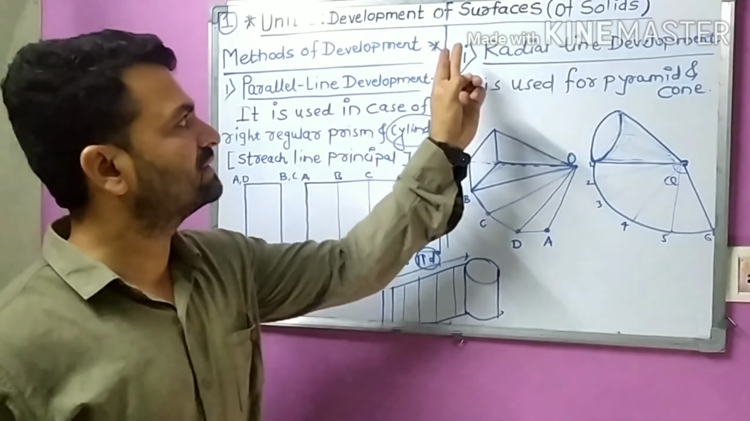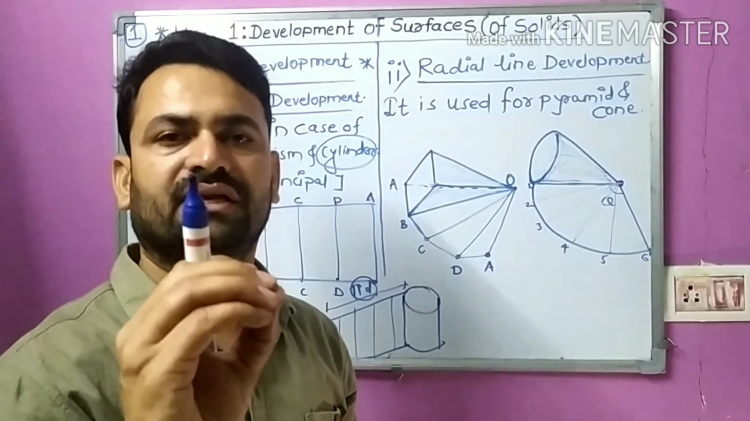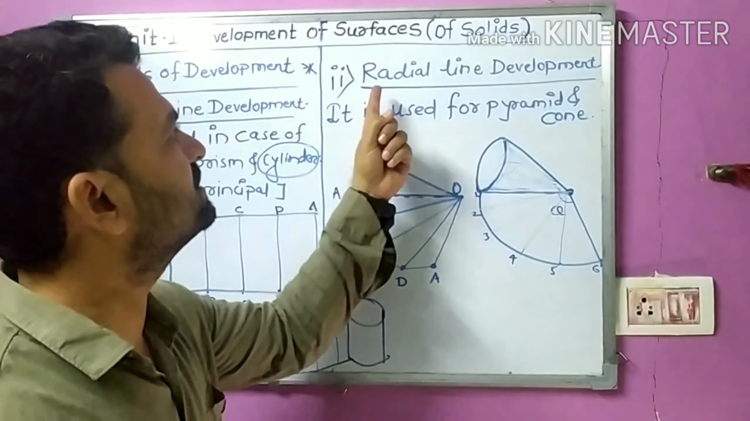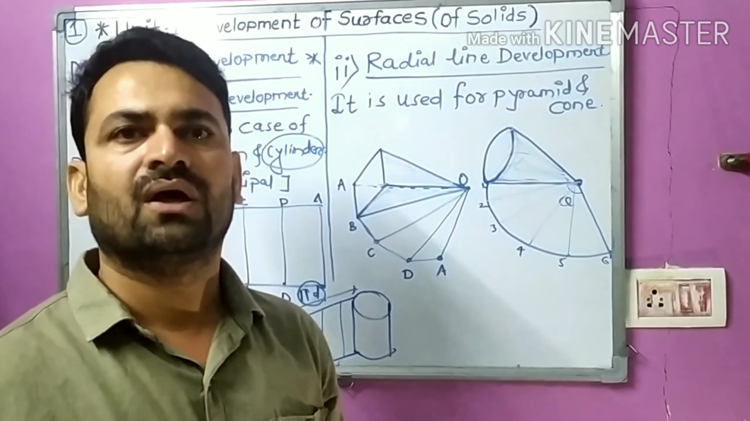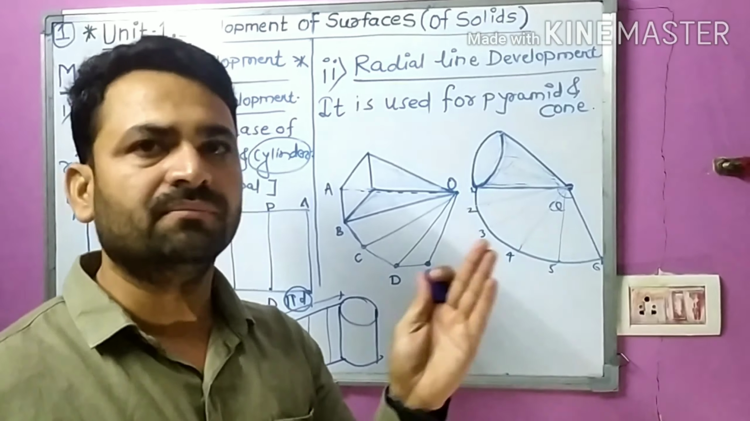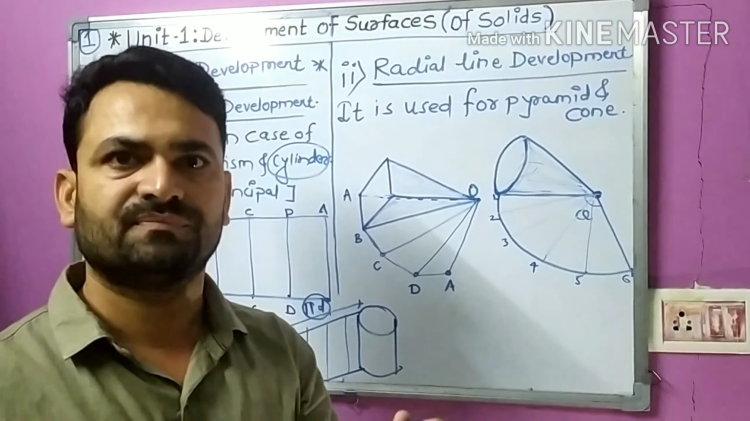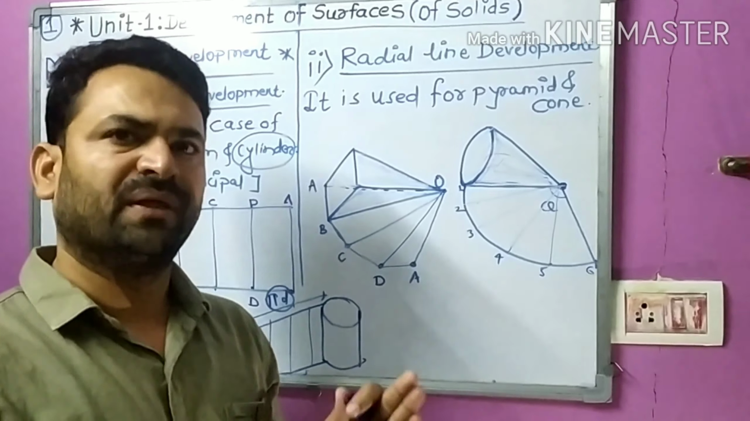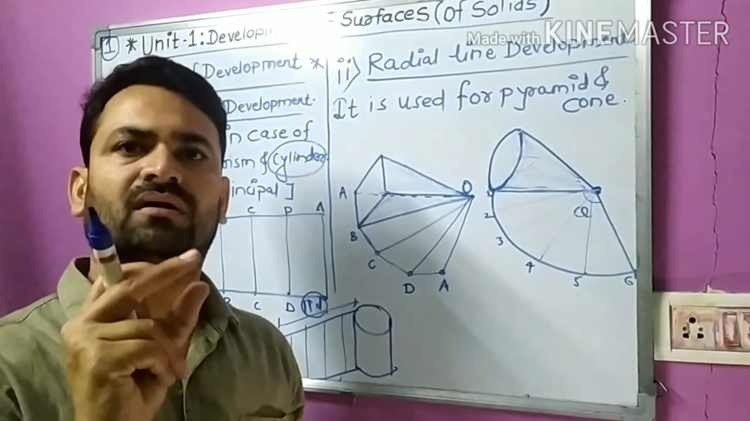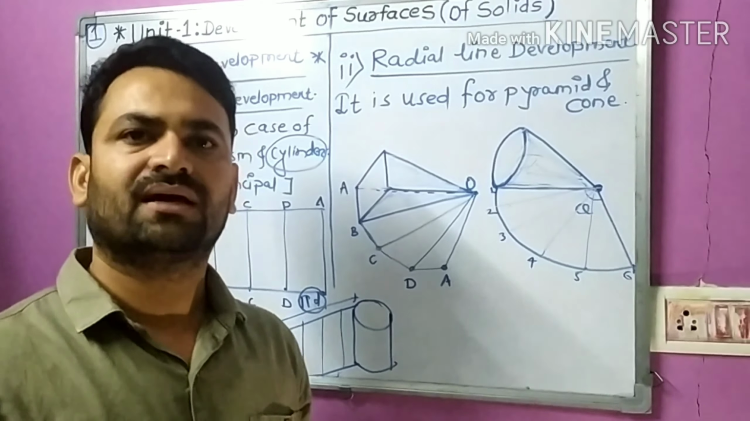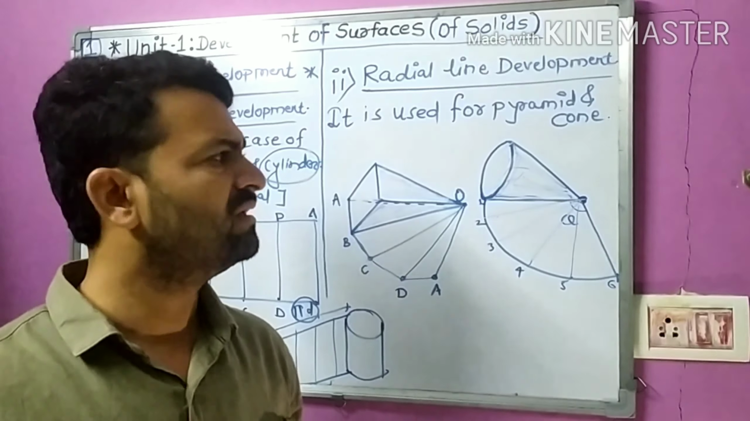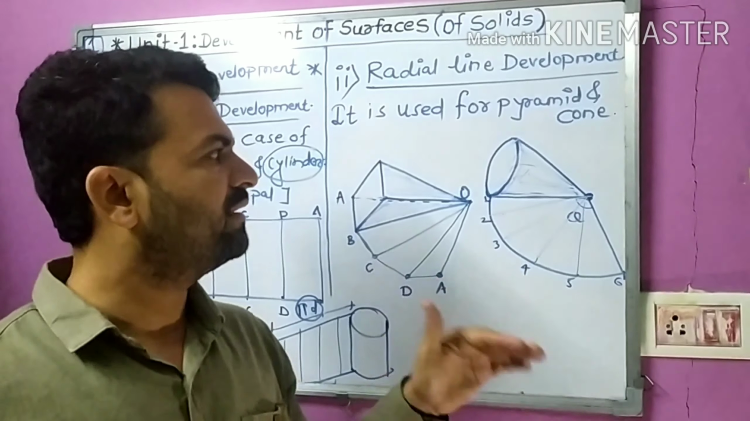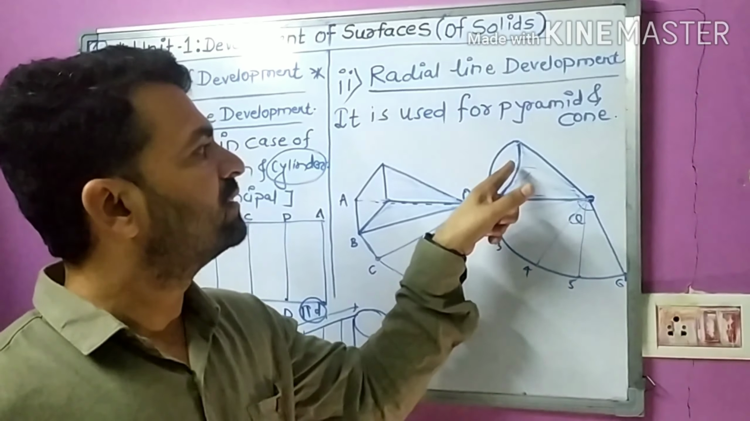Now let's move towards the second method, and the second method is again an interesting one: the radial line development method. Under this category, we cover all pyramids and cones. Pyramids, we know, are named according to shape. Square pyramid is there, triangular pyramid is there, pentagonal pyramid is there, hexagonal pyramid is there. Different types of pyramids are there, and again it is used for the cone.